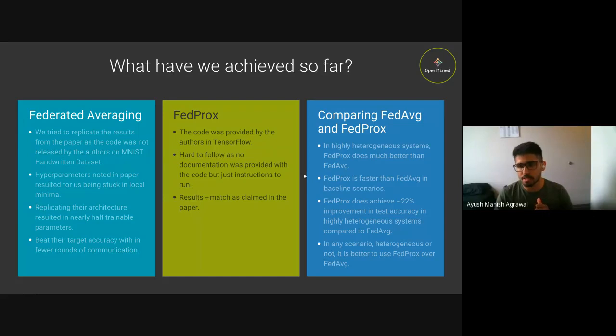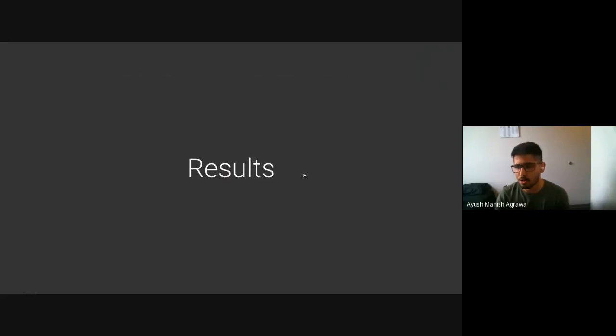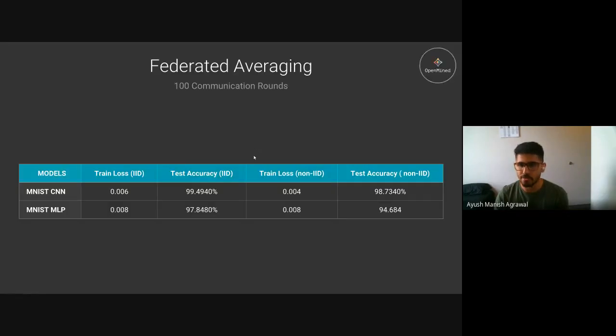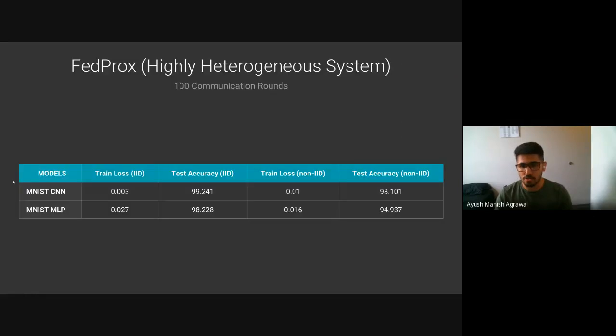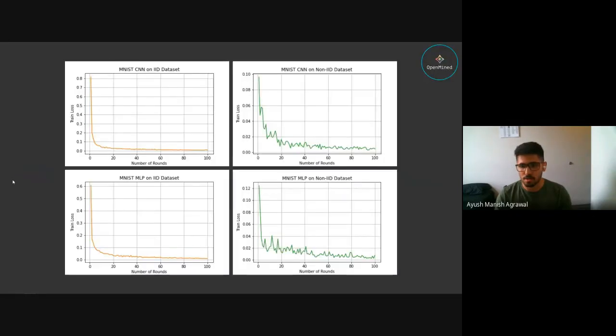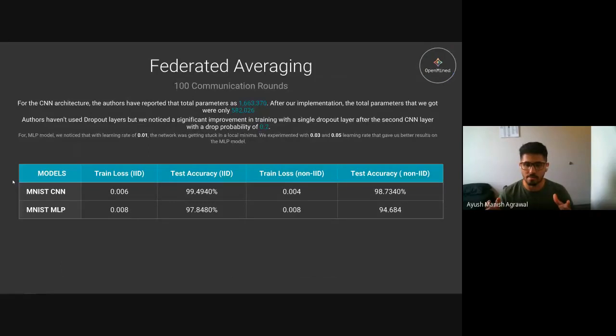Some of the results that we saw, and once this lag is gone, then I can actually explain, is that for federated averaging, even though we were able to achieve their accuracy in fewer rounds, just to make it comparable with FedProx, I ran these experiments with 400 communication rounds.